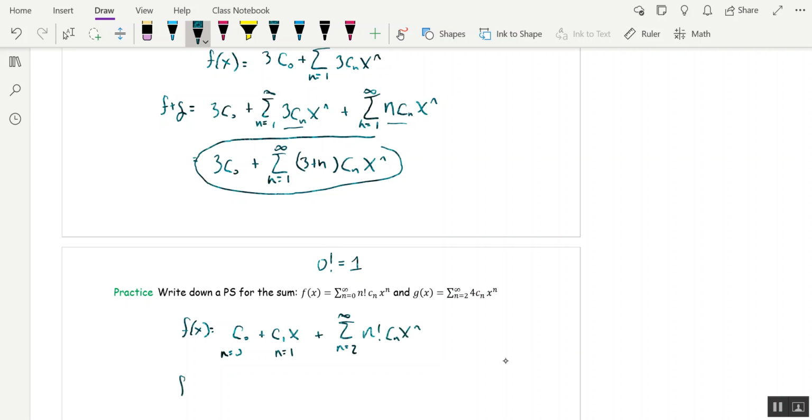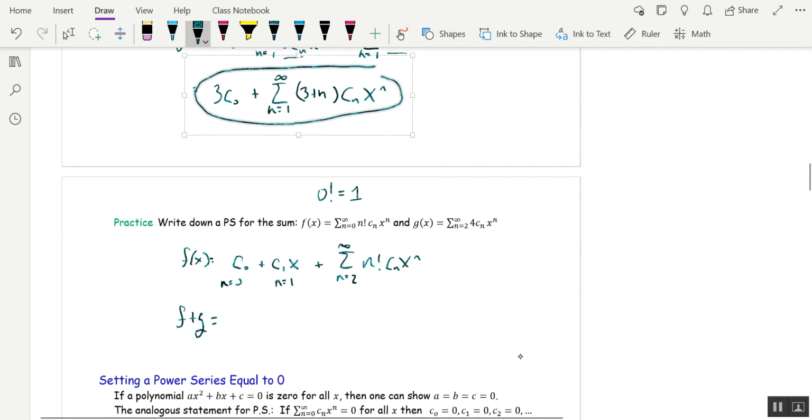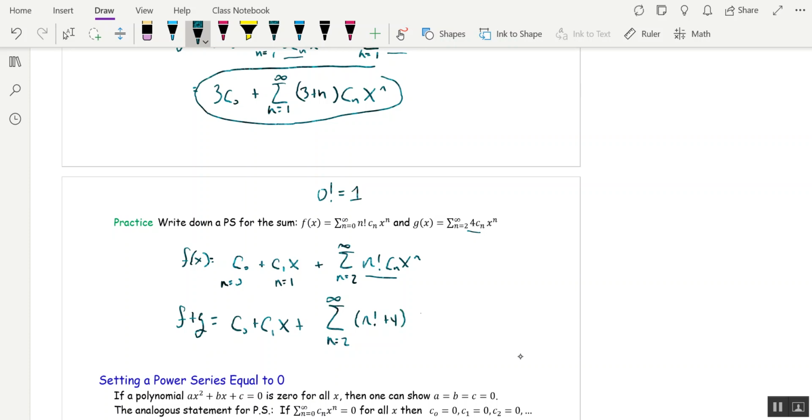So now when I add f and g, I'm going to take these two pieces of f, c naught plus c1x plus, now I'm going to add f and g on the paper, n equal 2 to infinity. I'm going to combine the coefficients here. I've got 4cn and I've got n factorial cn. So that's going to give me n factorial plus 4 cn and then x to the n.